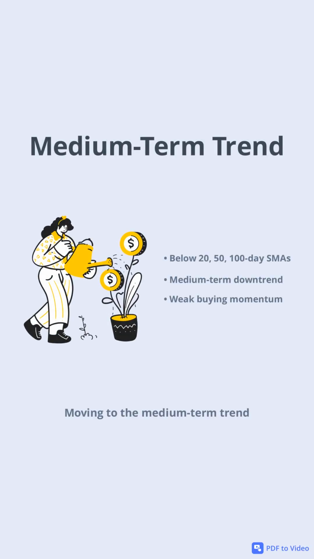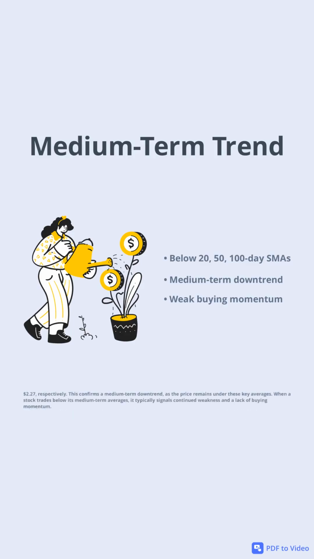Moving to the medium-term trend, PLUG is trading below its 20-day, 50-day, and 100-day simple moving averages. These are $2.15, $2.56, and $2.27 respectively. This confirms a medium-term downtrend as the price remains under these key averages. When a stock trades below its medium-term averages, it typically signals continued weakness and a lack of buying momentum.